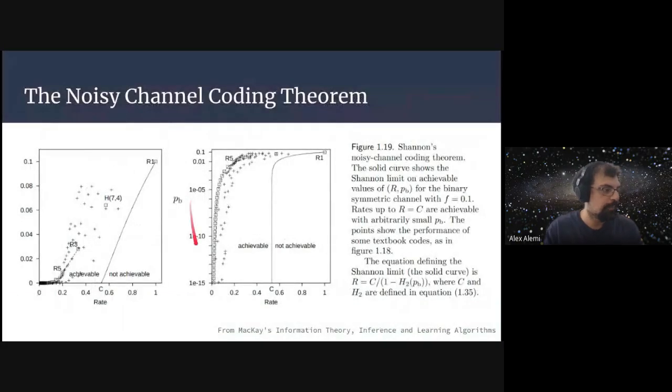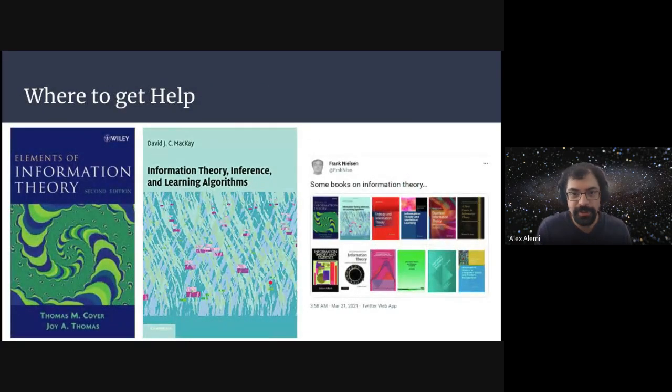And what Shannon told us is that for a fixed length message, in the limit, I don't have to pad the message infinitely in order to achieve 0 probability of error. That's the remarkable thing that I'm not going to tell you about. But if you do want to learn more, there are lots of fantastic books. I recommend Elements of Information Theory by Cover and Thomas and MacKay's Information Theory, Inference, and Learning Algorithms. Also yesterday, I think it was, Frank Nielsen tweeted out a set of his favorite books.